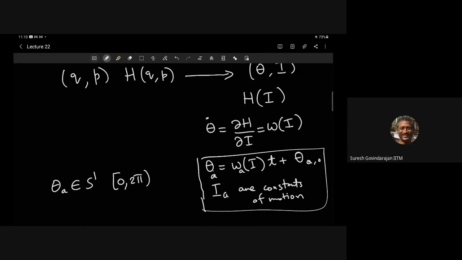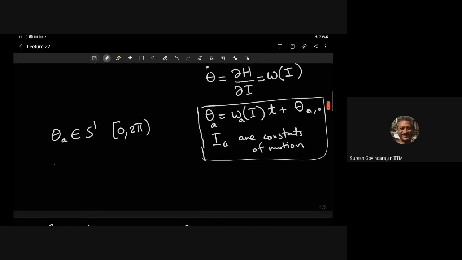Okay. So for every theta you would write S1 cross S1, the Cartesian product of S1's. This is called, if there are n degrees of freedom, the n-torus.